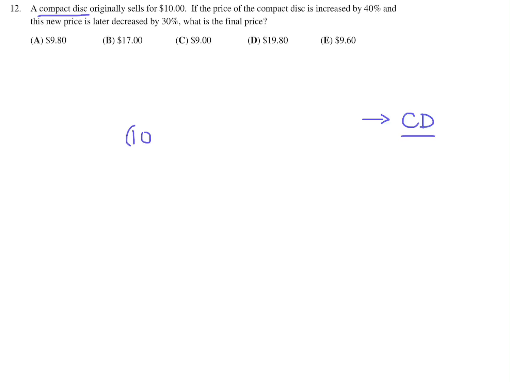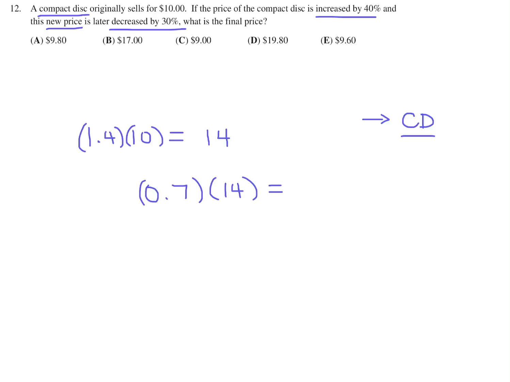$10 was increased by 40%. So you have to multiply that by 1.4, like that. And if you do, you get $14. Then this new price is decreased by 30%. So if it's decreased by 30%, it means that it's down to 70% of its value. So you multiply by 0.7. And when you do that, 0.7 times 14 is 9.80. So the new price after these two changes is $9.80, which is A.